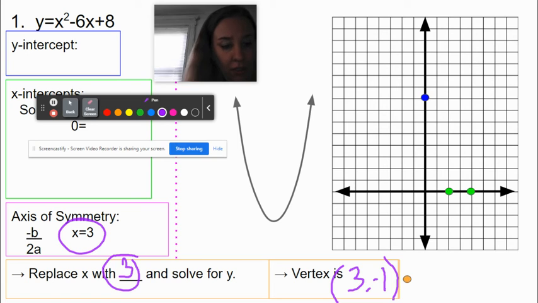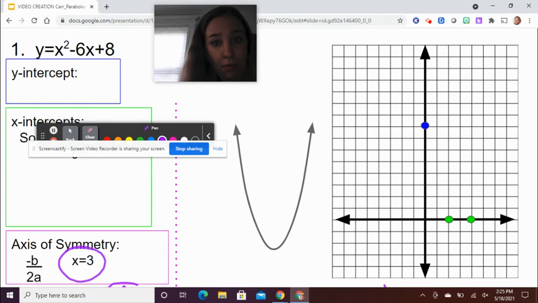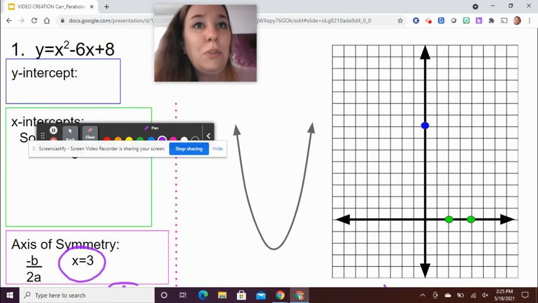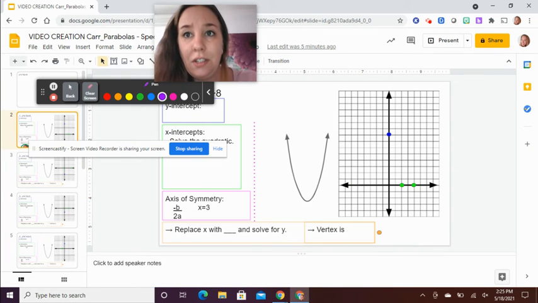So hang on one second. Got to escape. I have to use multiple computers to record and do this at the same time.